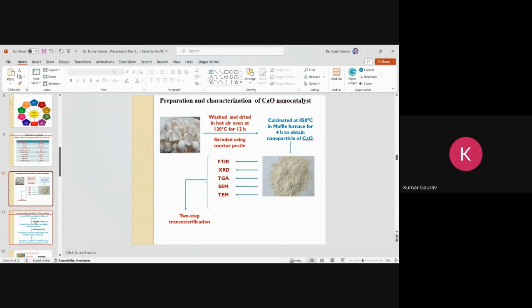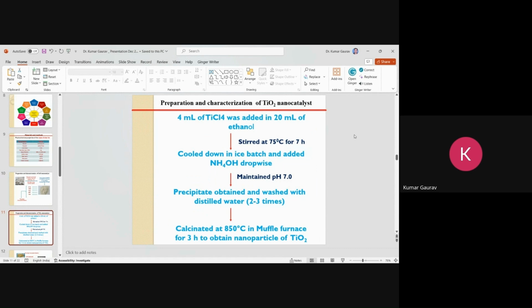And we synthesized another type of nanoparticle, the titanium oxide nanoparticle. For that, we added titanium tetrachloride to ethanol, cooled it down, added ammonium hydroxide, precipitated, and washed with distilled water 2 to 3 times. After that we get the titanium oxide, which we calcinated at a very high temperature, 850 degrees for 3 hours.